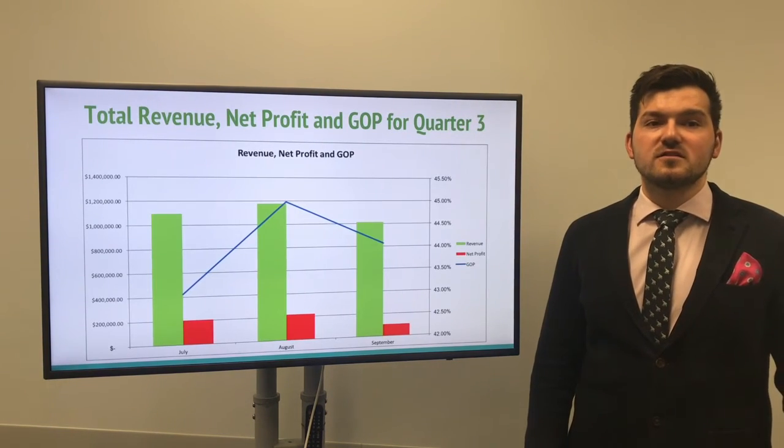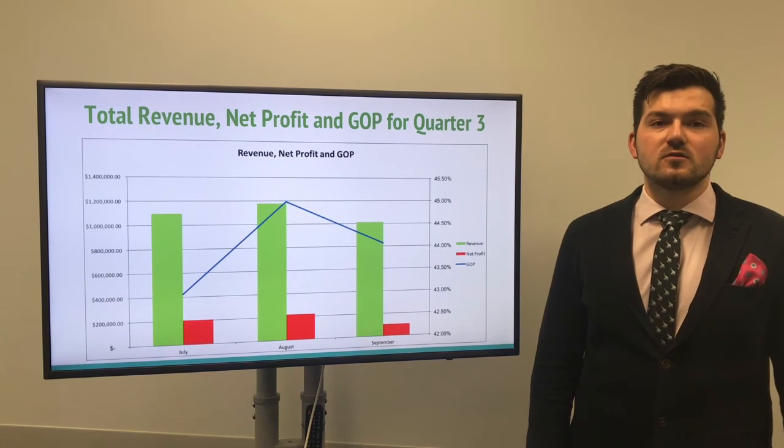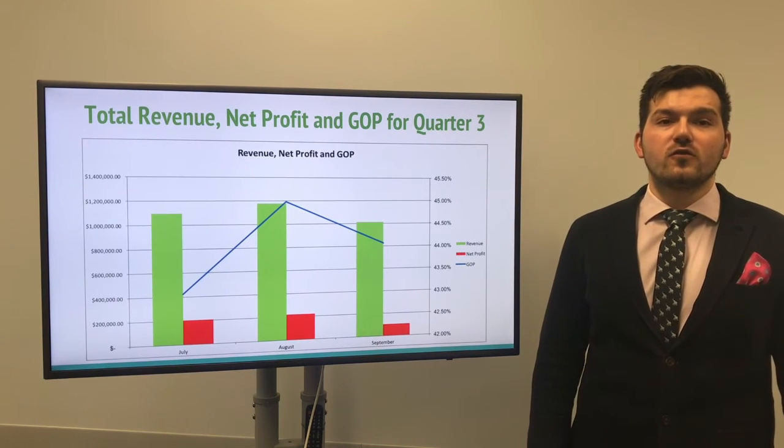We still had an increase in revenues, net profit, and GOP from July to August due to high season period, where we had high occupancy not just during the weekdays, but also for the weekends. We saw a large increase in tour sales.